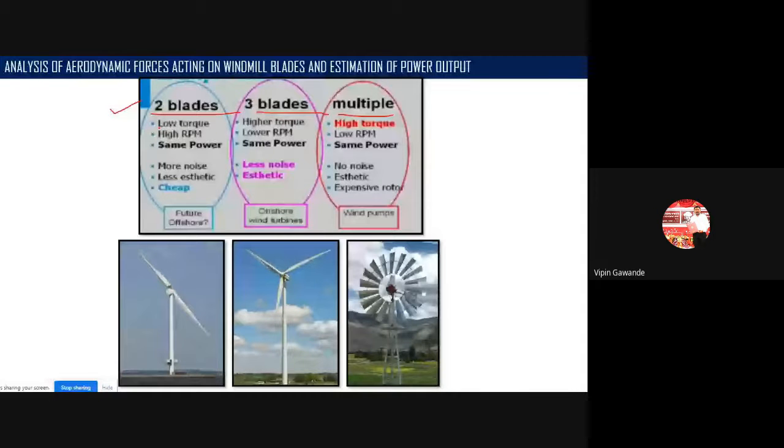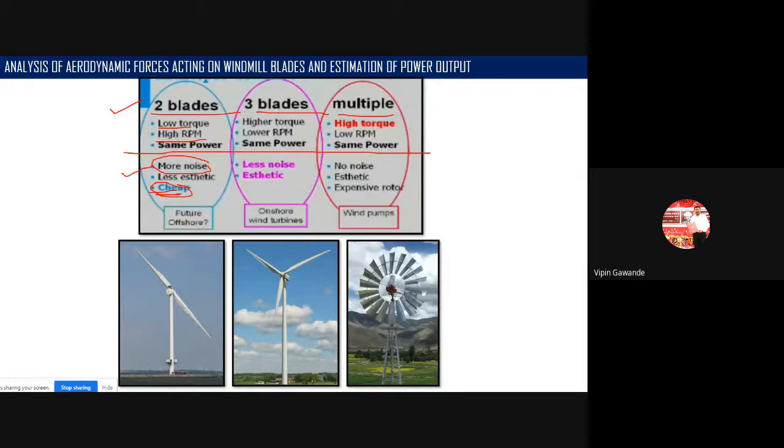Okay, so here, if you see the 2 blades, they generate low torque and they have a higher RPM. Okay, and the comparison is made on the same power. If we are using the 2 blades, they make more noise. But since these are cheap, we are using this type of turbine offshore, that means in the water, in the oceans. Since it is cheap, we can easily manufacture this one and put it in the offshore.